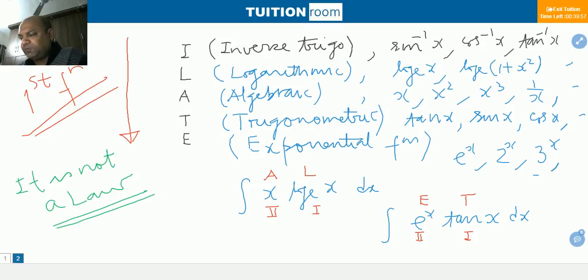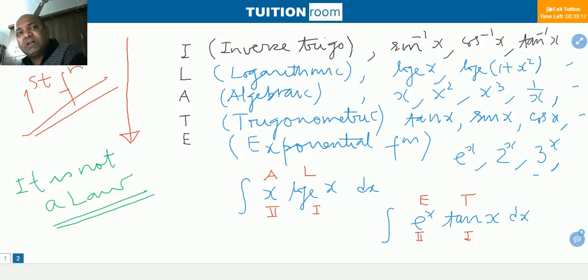This is the experience of your seniors, senior teachers, senior mathematicians. If we follow this rule, the problem will be easily solved. So guys, please remember two things. First, the formula for the integration, and secondly, ILATE. Whichever function comes first we will consider the first function, and whichever comes later, the second function, going from top to bottom.